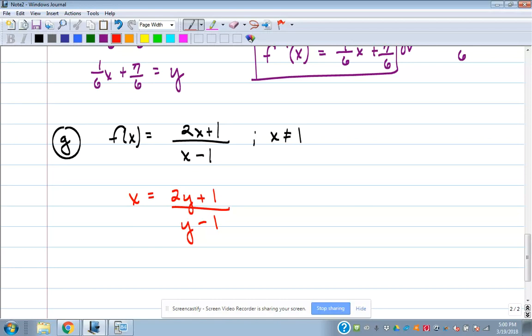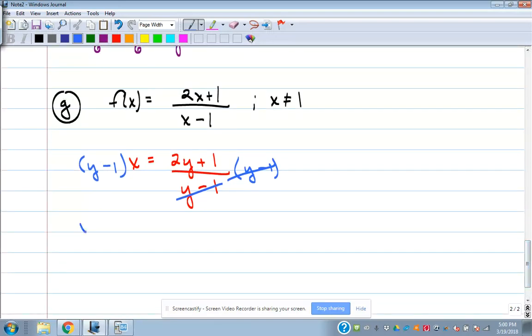All right, so how do we get the y minus 1 out of the denominator? Yeah, if I multiply by y minus 1 on both sides, it'll get rid of that one in the denominator. But now I got y's on both sides. And I can distribute here and get xy minus x equals 2y plus 1.